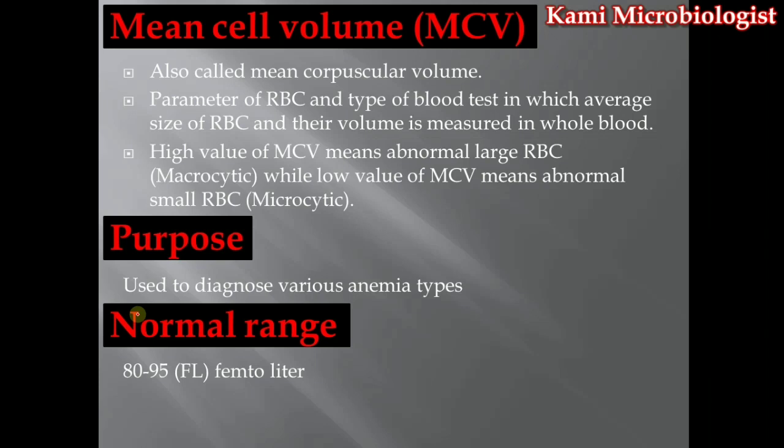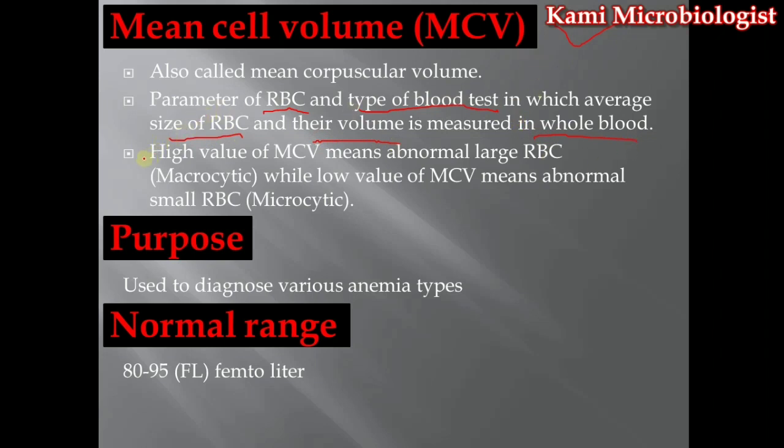Today in this video lecture we are going to talk about mean cell volume, or mean corpuscular volume. What is mean cell volume, or MCV? It is again a parameter of the RBC, or we can say it is a type of blood test in which we check the average size of the RBC as well as their volume in the whole blood. This is called MCV.